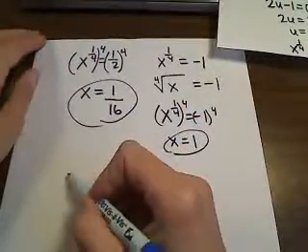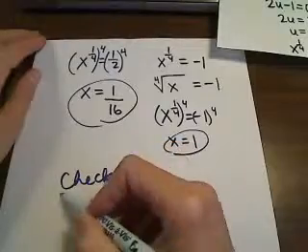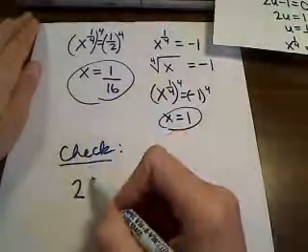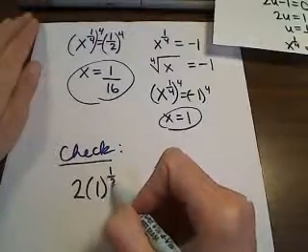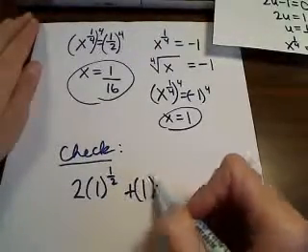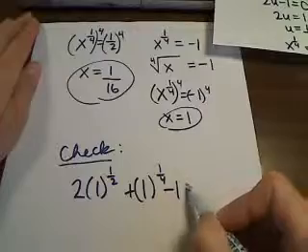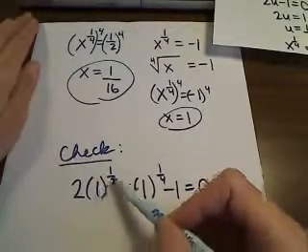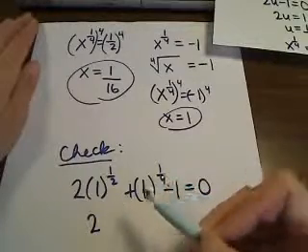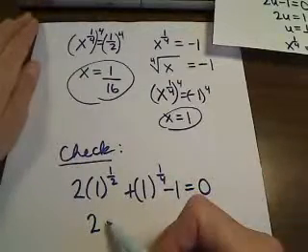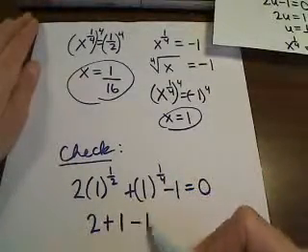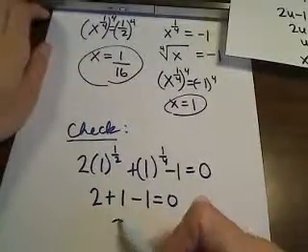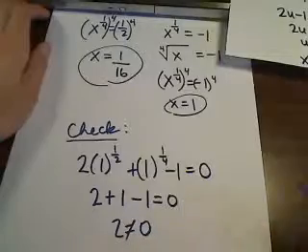So if we check this one, this is going to be 2 times 1 to the 1/2 power plus 1 to the 1/4 power minus 1 equaling 0. Here, 1 to the 1/2 power is just 1, so this becomes 2. 1 to the 1/4 power is 1, and we have minus 1 equaling 0. So we get a contradiction here. We get 2 is equal to 0, and 2 is not equal to 0.